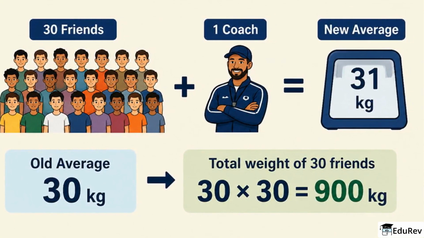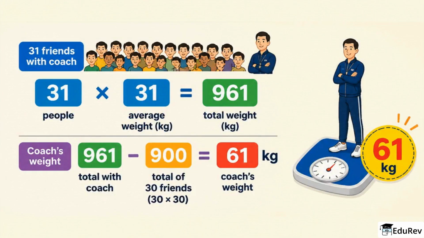Question number 3 asks about weights. The average of 30 friends increases by 1 kilogram when the coach is added, and the new average is 31 kilograms. So the old average was 30 kilograms and total weight for 30 friends was 30 times 30, which is 900 kilograms. Total after adding the coach is 31 times 31, which is 961. So the coach weighs 961 minus 900, which is 61 kilograms.